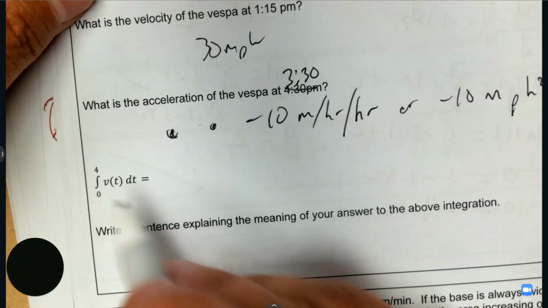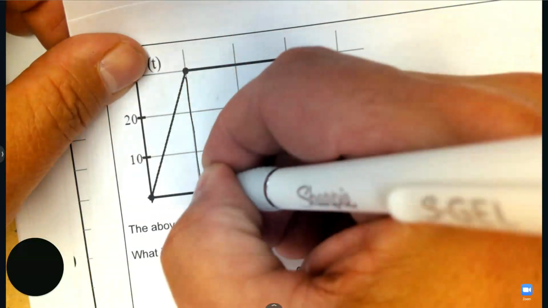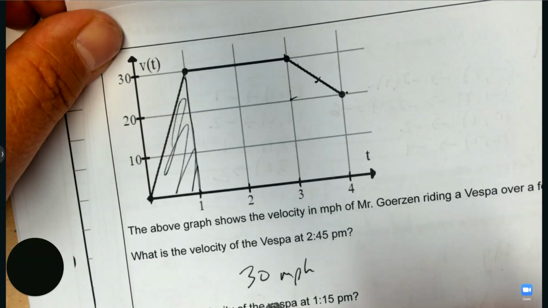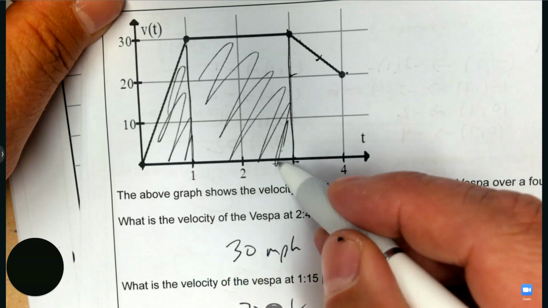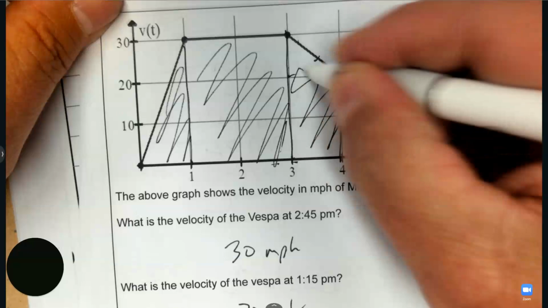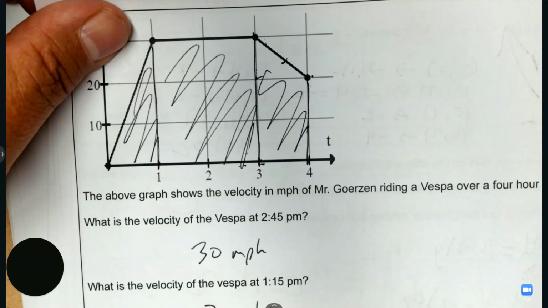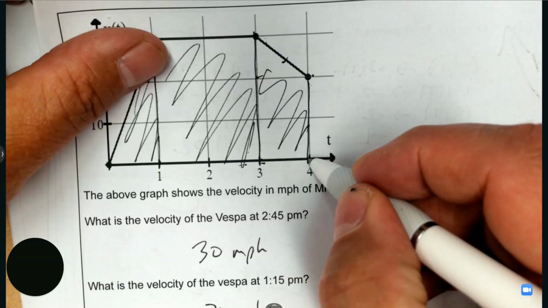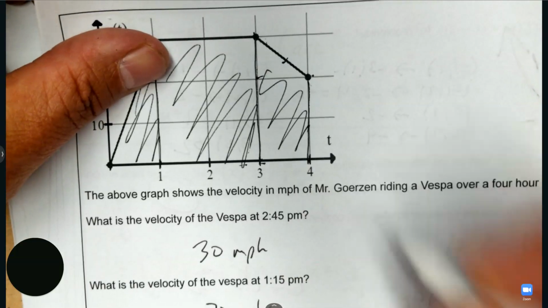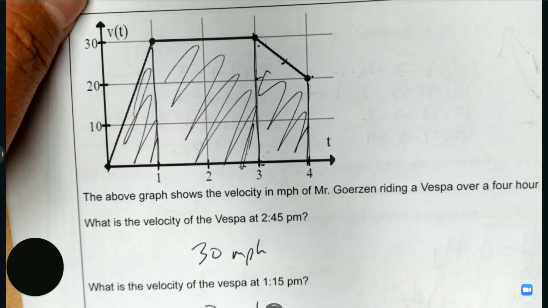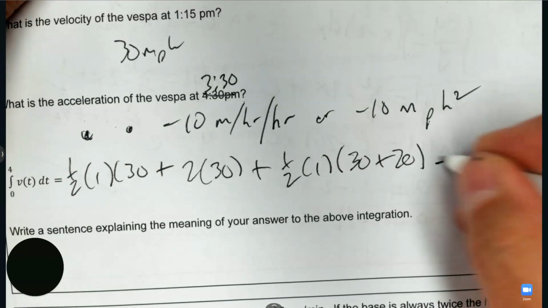How do you integrate off a graph? You find the area. So you find the area of the triangle. That's half the base times the height. You find the area of the rectangle. So the base is 2 times 30. And then the last one is a trapezoid to find the area of. So we start with 1/2. The base of the trapezoid is 1. And then the heights. So the first height is 30, and the second height is 20. You add the heights, and then if you calculate this, you get 100.